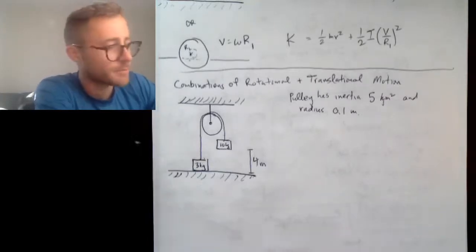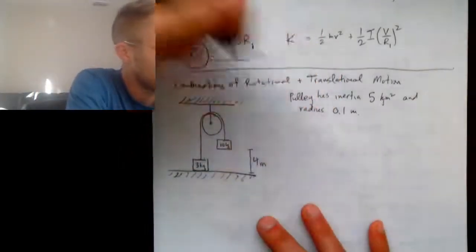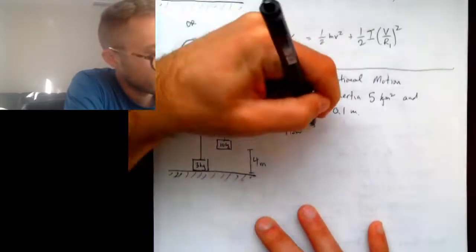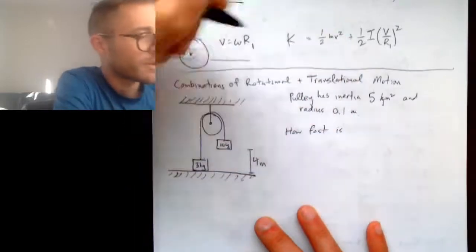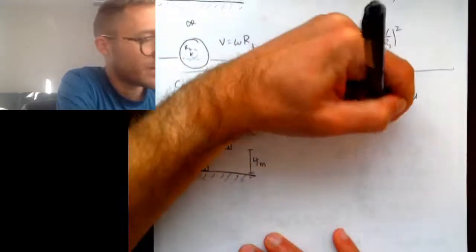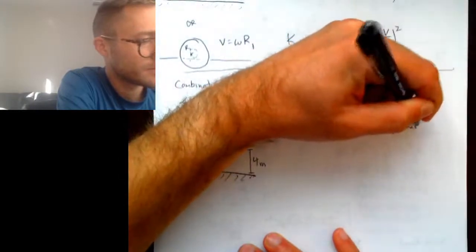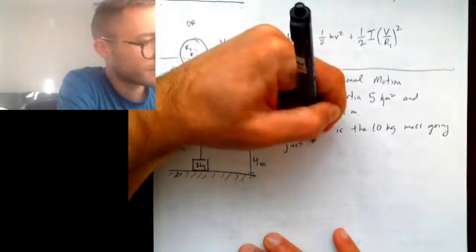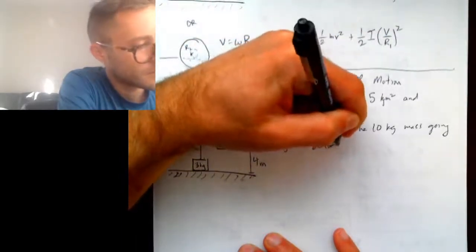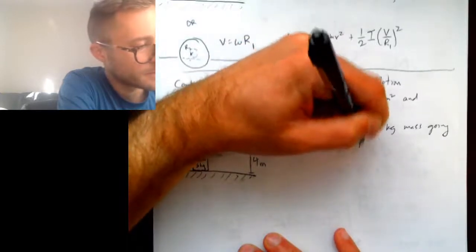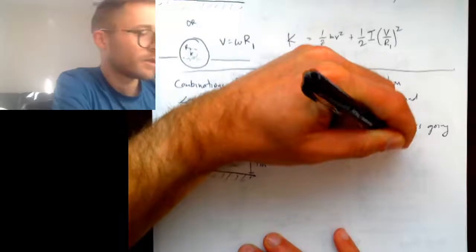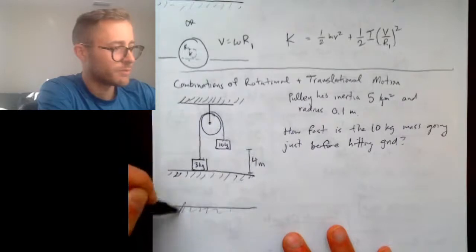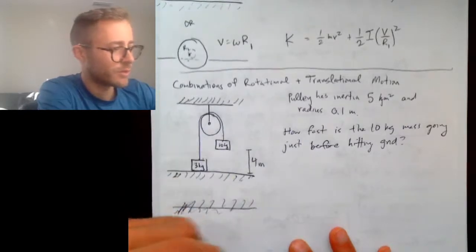So the question is, how fast is the 10 kilogram mass going just before hitting the ground? So what's going to happen is the system is going to go to something that looks like this.